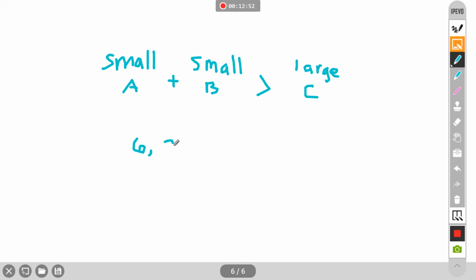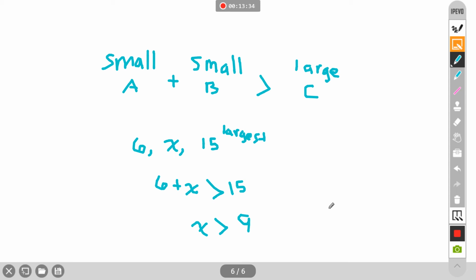So let's say that I have 6, x, and 15. And we'll say 15 is my largest. I want 15 to be my largest, so I'm going to put largest right here. That means that when I add 6 and x together, that sum has to be greater than 15. So I need to know what x is going to have to be. If I subtract 6 away from 15, x has to be greater than 9. It can't be equal to 9. It has to be greater than 9.